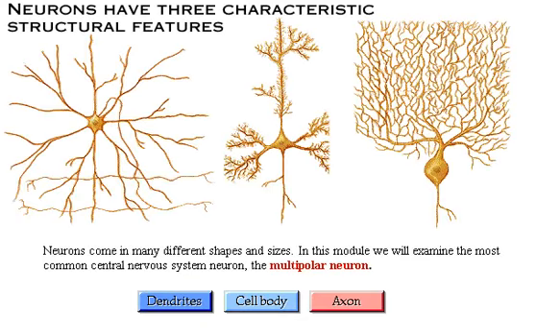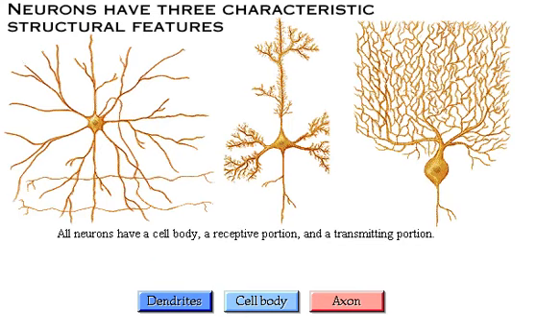Neurons come in many different shapes and sizes. In this module, we will examine the most common central nervous system neuron, the multipolar neuron. All neurons have three characteristic structural features: a cell body, a receptive portion, and a transmitting portion.